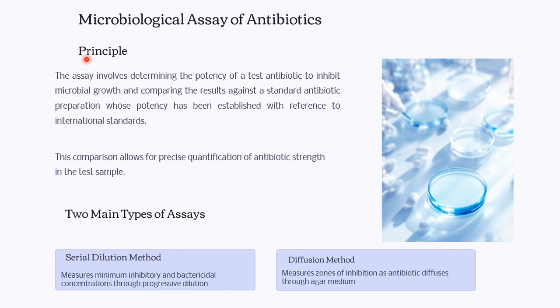Then what are the principles of antimicrobial assay or microbiological assay of antibiotic? The assay involves determining the potency of a test antibiotic to inhibit microbial growth and comparing the result against a standard antibiotic preparation whose potency has been established with reference to international standards.